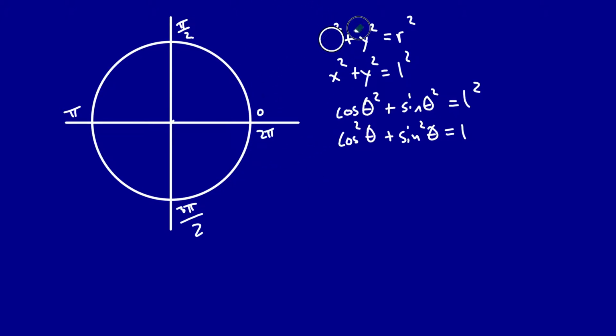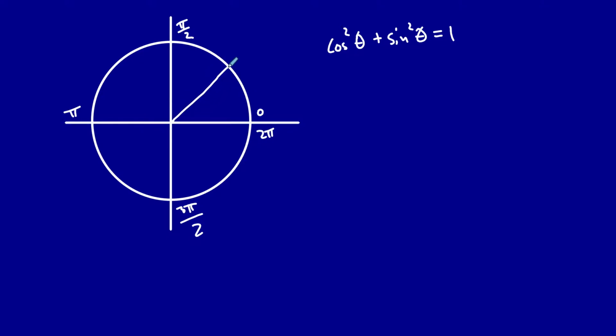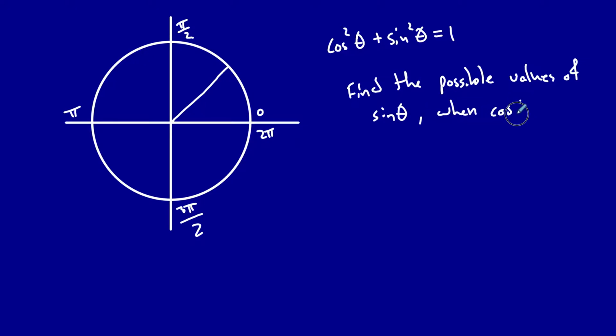If I were to draw in the unit circle that I have a specific angle and I have a value, so I'll move this up here for us. Now let's say we want to find the possible values of sine theta when cos theta is equal to 1/2.